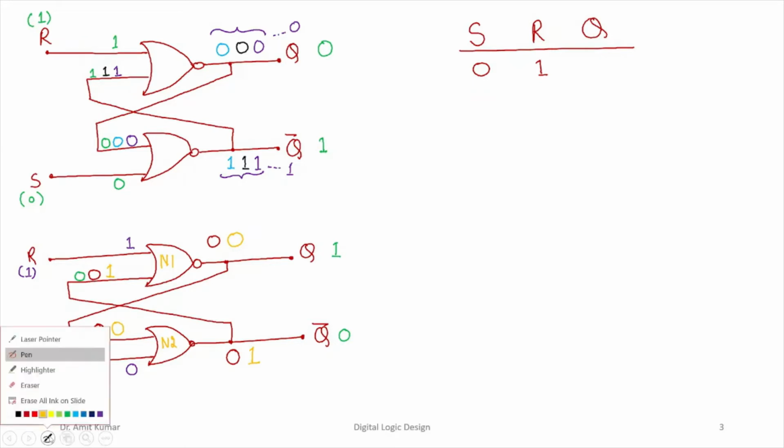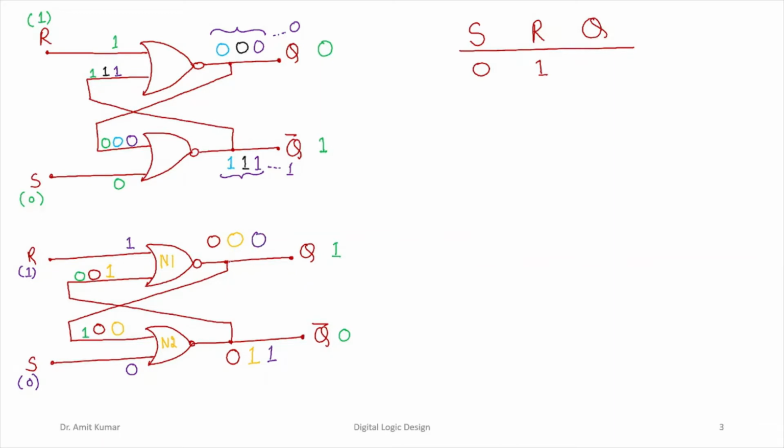Now if we carefully look at the output of this N2, it is going to be 0 NOR 0, so it is going to be a 1. If you look at this 1 NOR 1, it is going to be what? It is going to be 0, right?